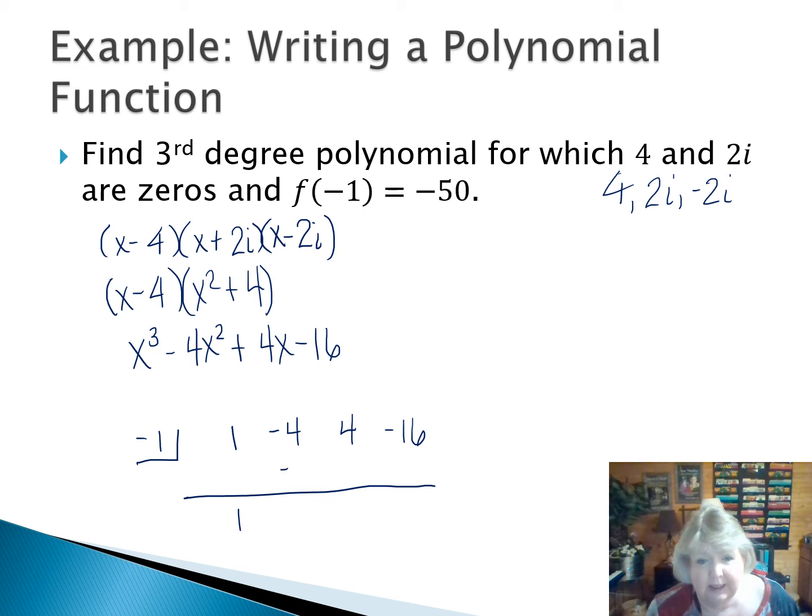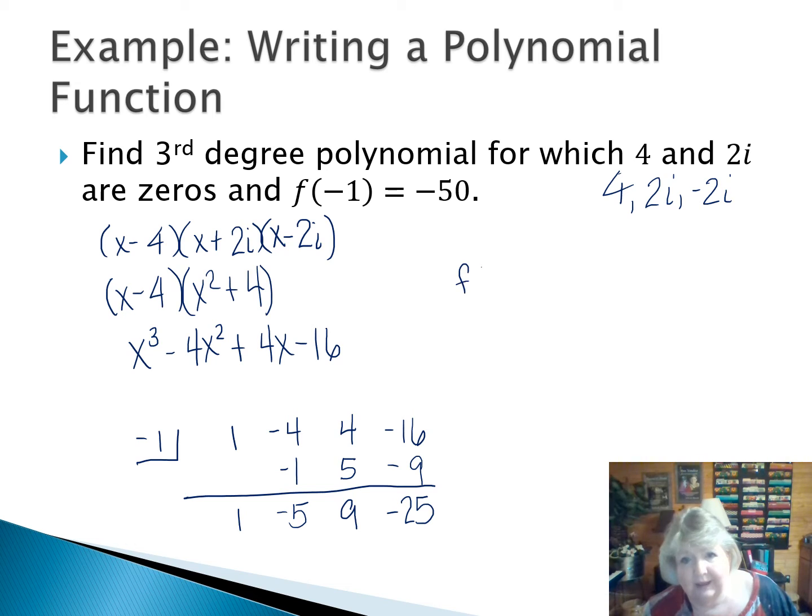-1 times 1 is -1. And I add to get -5. -1 times -5 is +5. I add to get 9. -1 times 9 is -9. And I add to get -25. So my value at -1 is not -50, it's -25, but that's easy enough to see. I need to multiply by 2.